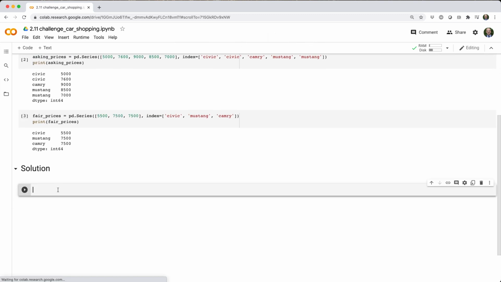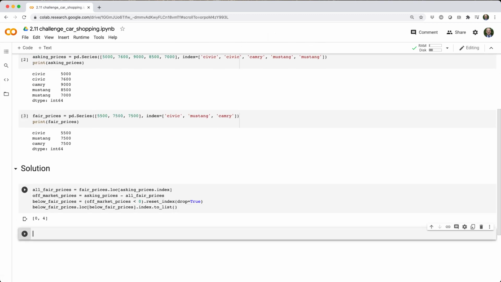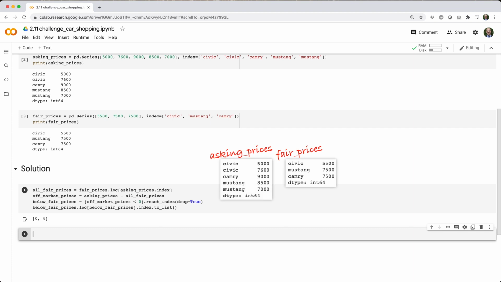Here's the solution I came up with. Let's break it down. Now, in practice, I'd probably restructure this data and solve this problem with data frames. But since we haven't learned data frames yet, I've stuck to a series-based solution.